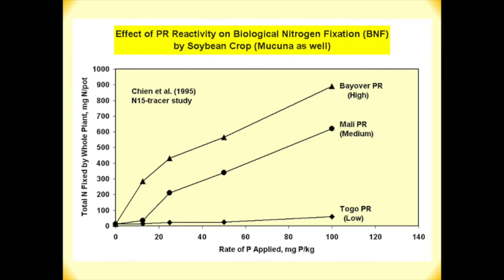Bayovar is high, Mali medium, and then Togo low. This used the N15 tracer studies in 1995. And this applies to Mucuna. This is for soybean, but applies to any kind of biological nitrogen fixation, which requires phosphorus. So you have the oil palm, Mucuna, and then Bayovar phosphate rock. Excellent combination.